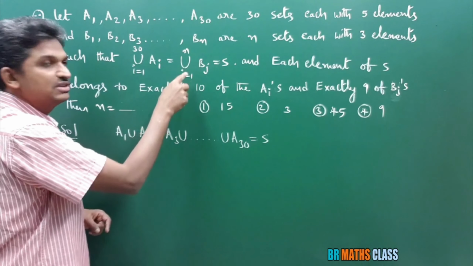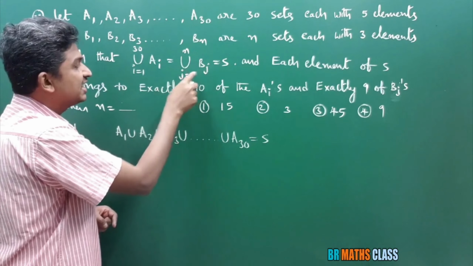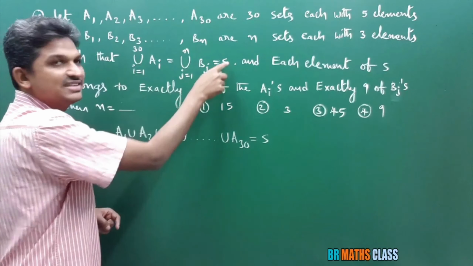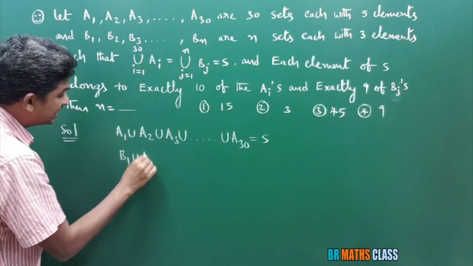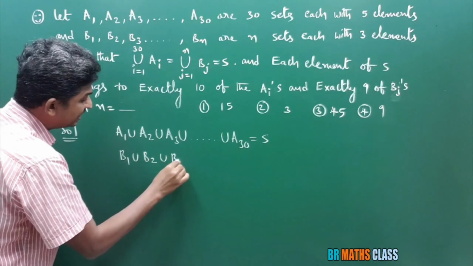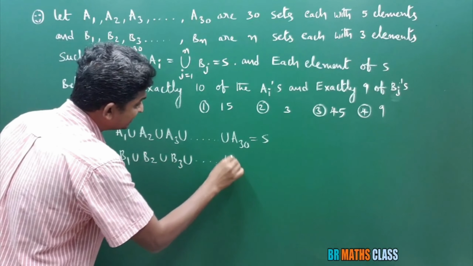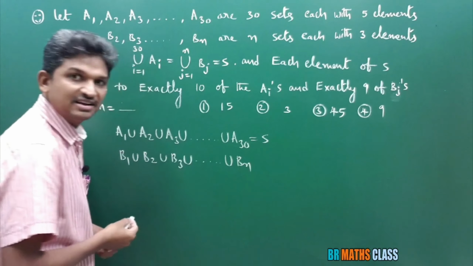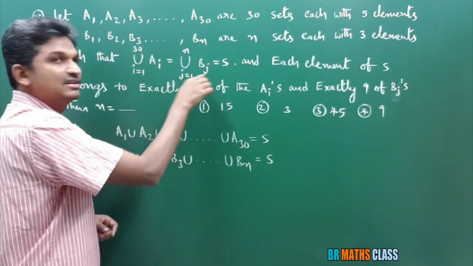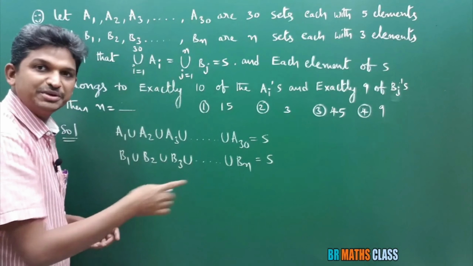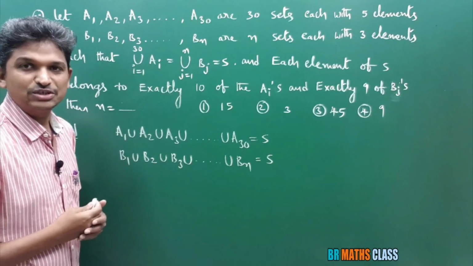Okay. Now you observe this. Union of Bj, j is from 1 to n, is S. This is nothing but union of Bj's, like B1 union B2 union B3, and so on. Total how many sets are there? Total n B sets are there. Union of all these sets will give you S. This notation gives this information only. This is also easy to understand.